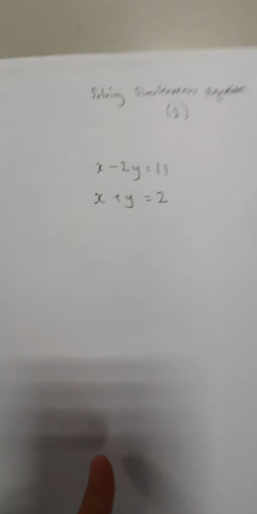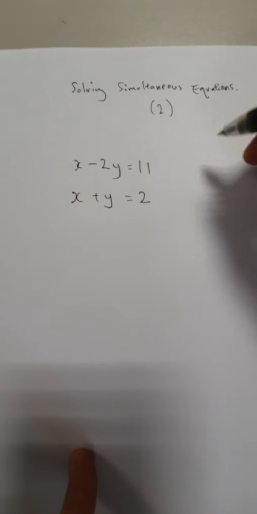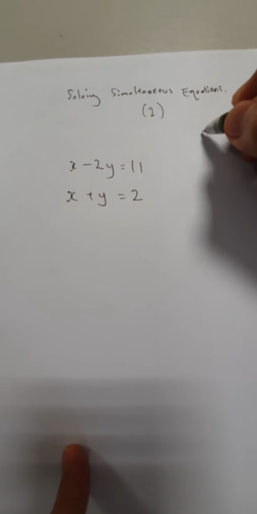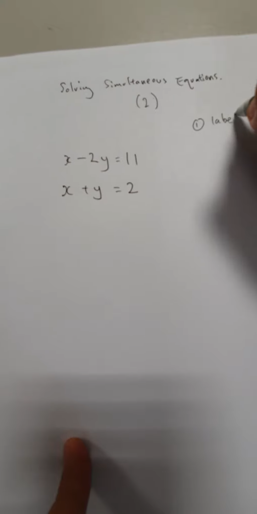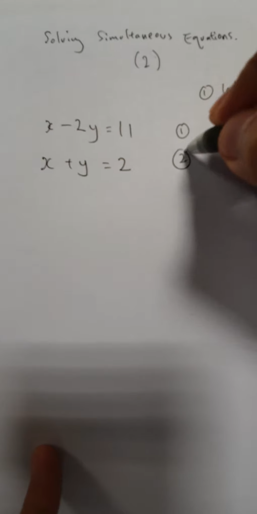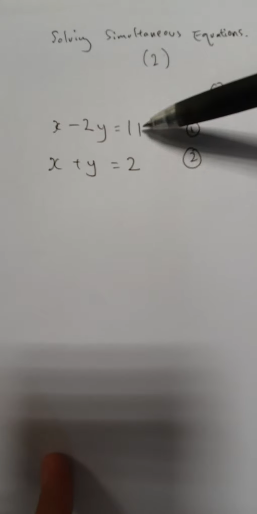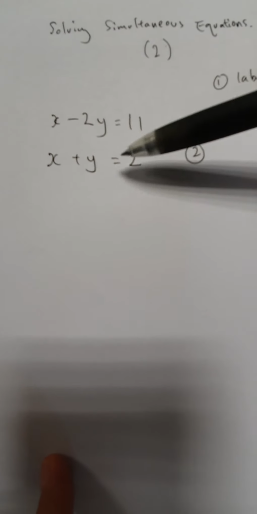So the question looks like that. x minus 2y equals 11, and the other equation is x plus y equals 2. Now, there are a few steps you need to follow, so it's going to be quite long. I need you to listen carefully. First step, number 1: can you please label the equations? There are two equations, right? Label 1 and label 2. Very simple. So when I say equation 1, you know which I'm talking about: this one, x minus 2y equals 11. If I say equation 2, it means this one here.